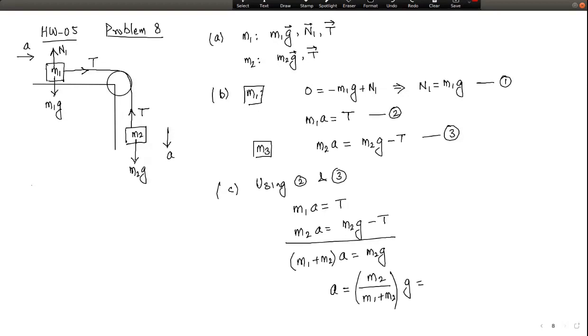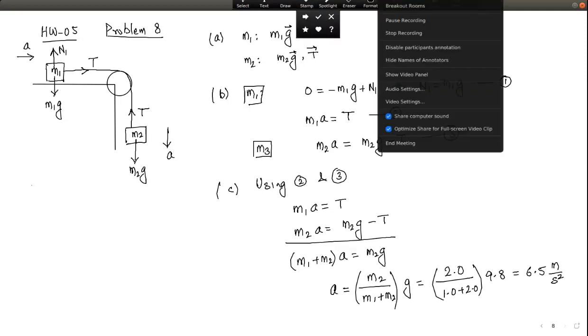We have the masses given to us, so we can get this acceleration A as a number. M2 is 2, and it is 1 plus 2, times 9.8. So that's 2 over 3 of 9.8, which is 6.5 meters per second squared. So we pause the recording.